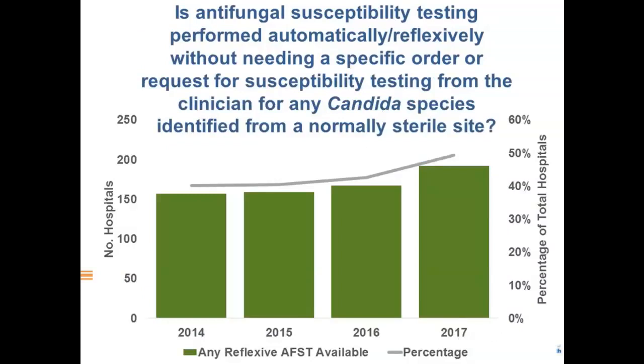We actually tracked that trend over time because CDC had published a paper that did something similar from 2011 to 2015. We looked at data from 2014 to 2017. What we saw was an overall increase in the proportion of facilities that did some sort of reflexive AFST. The proportions were actually significantly higher than what we saw in the national overall picture. The green bars represent the raw counts of hospitals, and the gray trend line represents the overall proportion of hospitals that year that reported doing this type of testing.